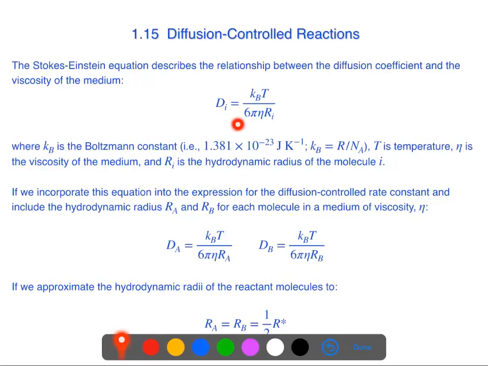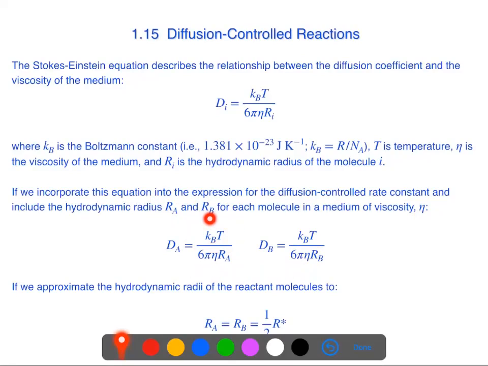As you can see, we have a variety of terms. We have kBT, so it's dependent upon the Boltzmann constant, as well as the temperature at which the reaction is being carried out, and eta, which represents the viscosity of the medium, as well as the hydrodynamic radius of the molecule, which is given as R subscript i, where i is some molecule. So if we incorporate this equation into the expression for the diffusion-controlled rate constant and include the hydrodynamic radius Ra and Rb for each molecule in a medium of viscosity eta, this is what we're left with.